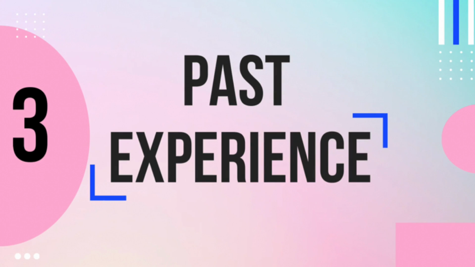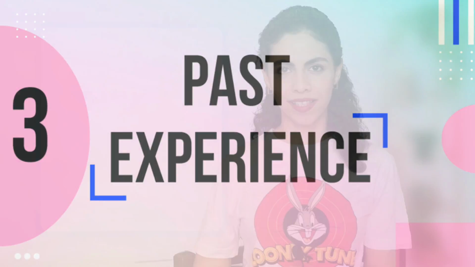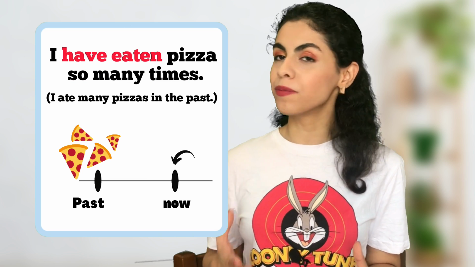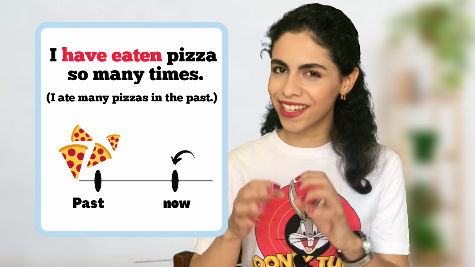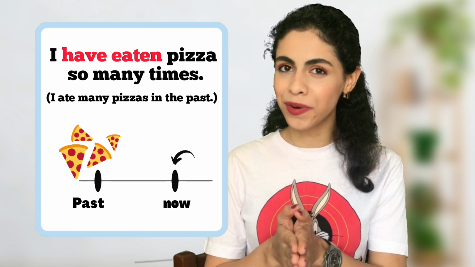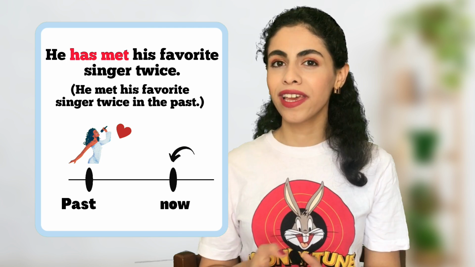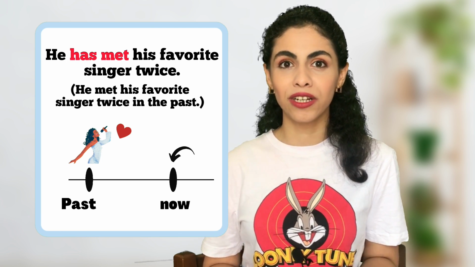And the third way to use present perfect is when you want to show your past experiences. For an example, I have eaten pizza so many times. And again, as you can see, there is a link between the past and the present. Or another example, he has met his favorite singer twice.